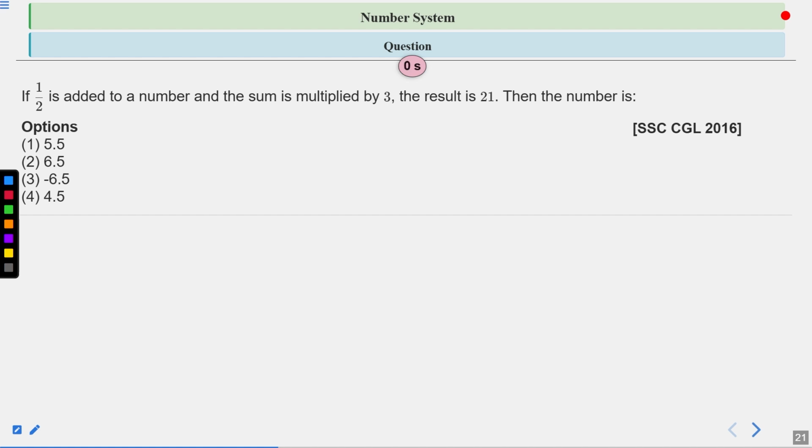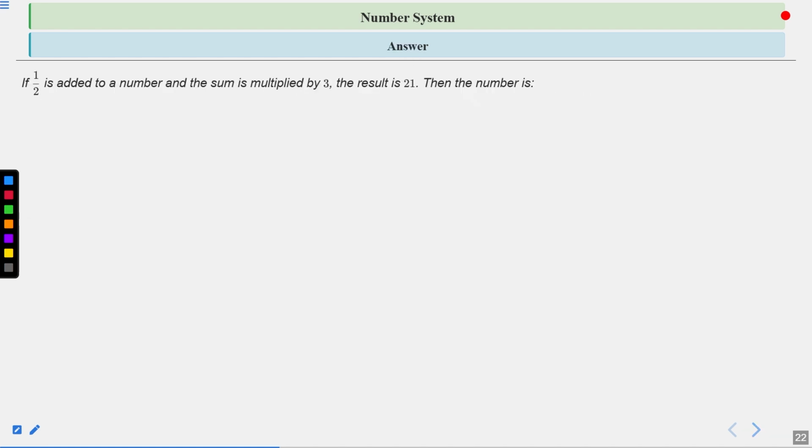Now time's up. Let's see the solution of this question. The question says that half is added to a number and the sum is multiplied by 3. The result becomes 21. So we just make the equation according to the question and we get our answer. The correct answer of this question is the second one, which is 6.5. Now see the detailed solution using concept 20.1 in this question.